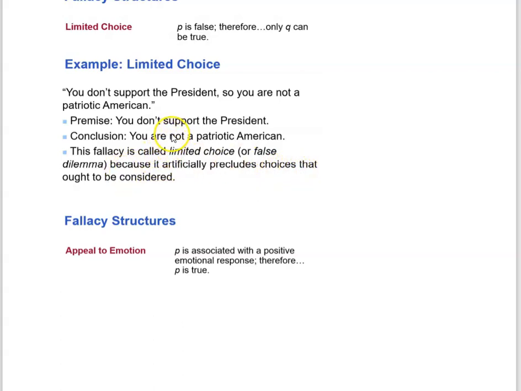Okay, so we have an election cycle every four years, and I'm pretty sure there's always strong opinions about whether people like the president or they don't like the president, and they may not support the president, but they still may be a patriotic American, okay? You can't say just because this thing happens that it leads to this. Okay. Another one is appeal to emotion. This is used a whole lot in commercials.